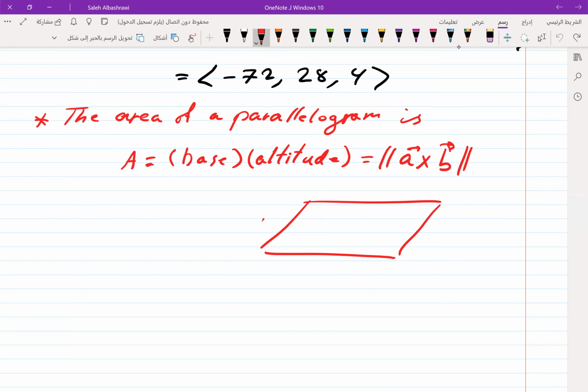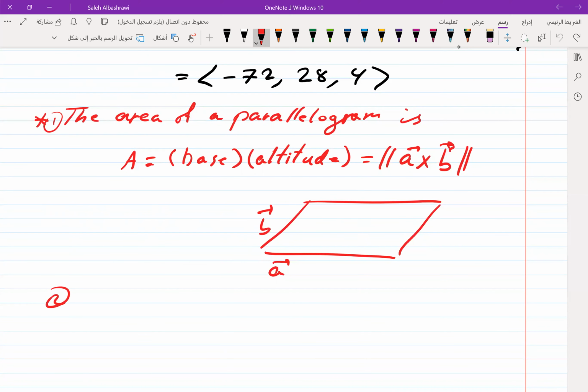If this is B and this is A, two sides of the parallelogram created by the vectors A and B, then their cross product will give me the area of the parallelogram. It is the magnitude of A cross B. And half of that one will give me the area of the triangle. So this is number 1.